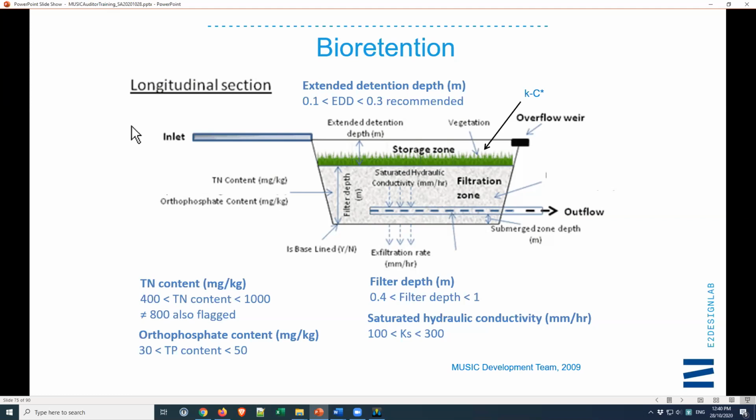So filter depth is a hard one. In terms of a minimum, the CRC guidelines suggest that it's at least 400 mil. Honestly, I'd say if you can make it 500 mil wherever possible.